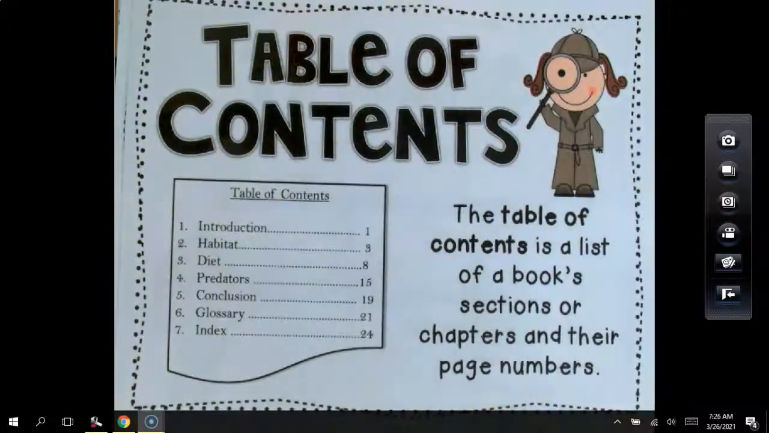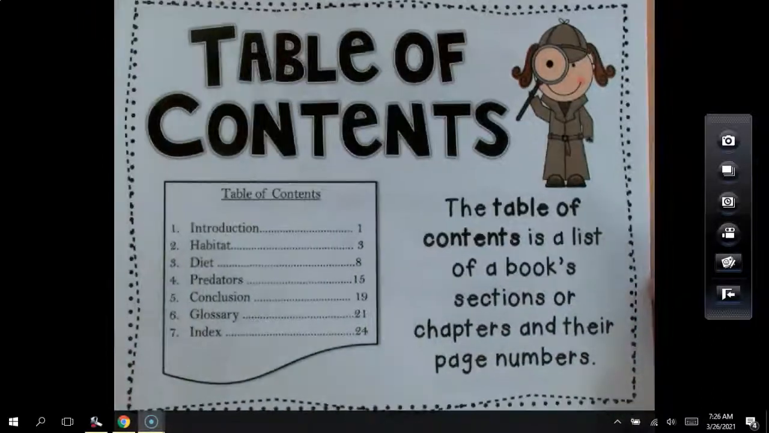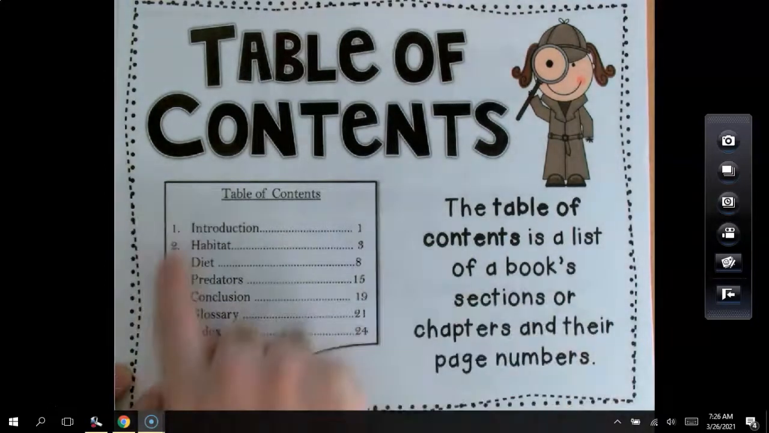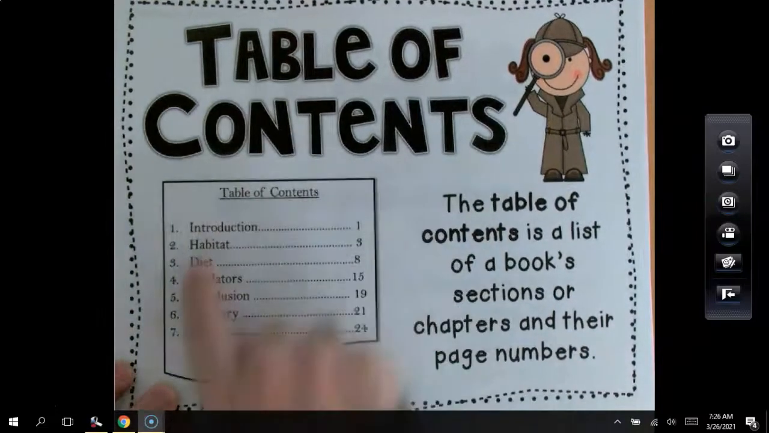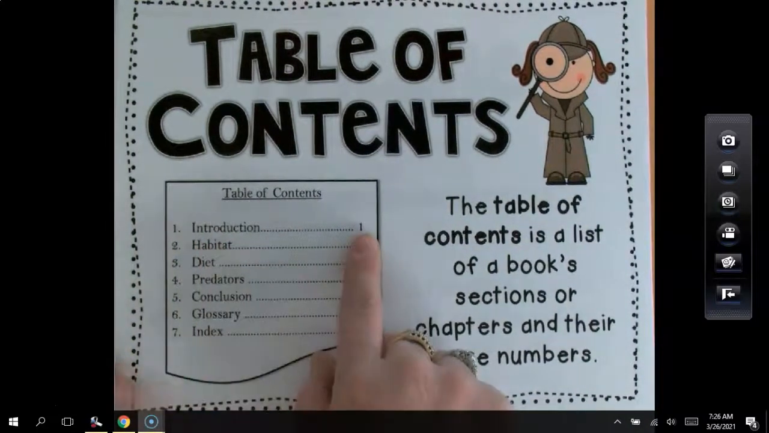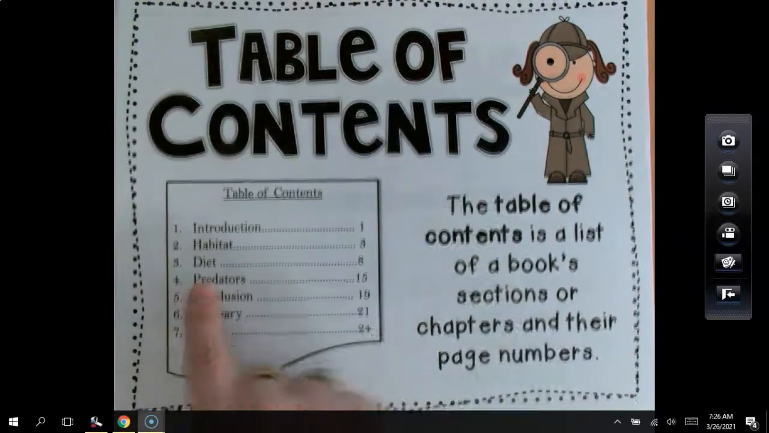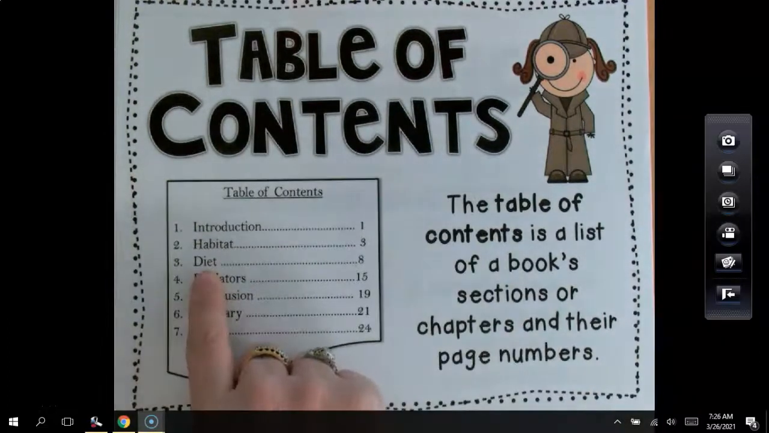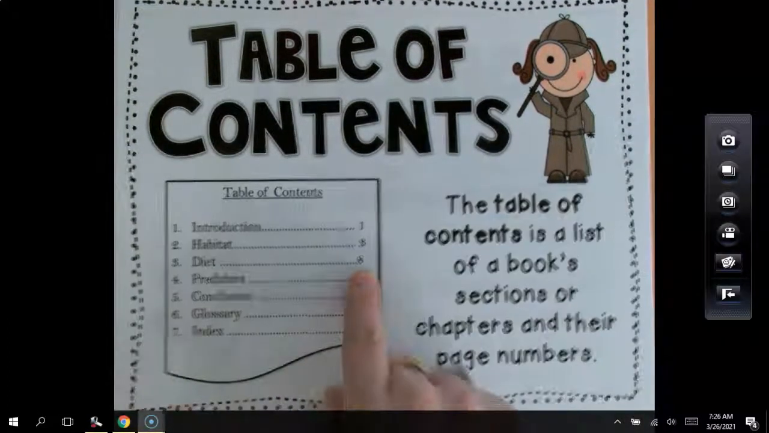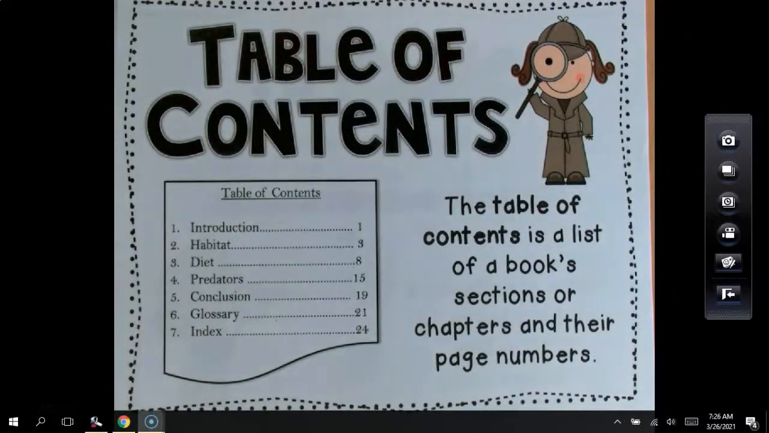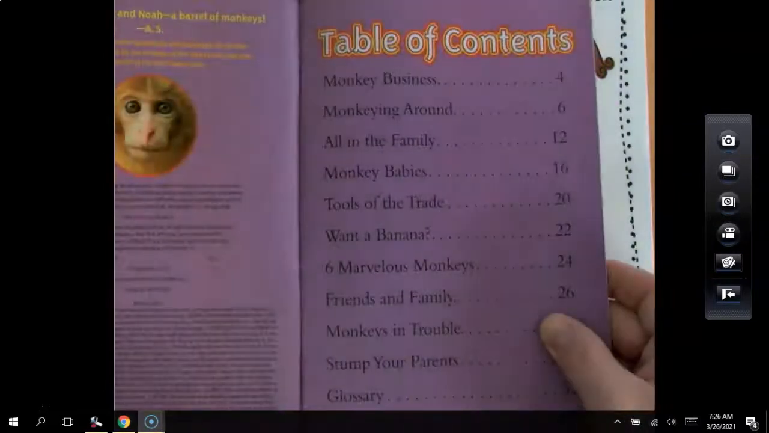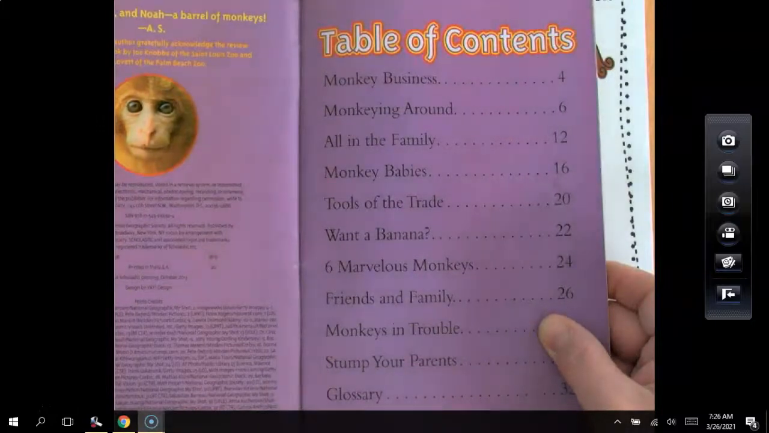So the first thing is table of contents. I just showed you a table of contents. It's a list of the book's sections or chapters and their page numbers. So again, this gives you an example of a table of contents. So introduction, page 1. If I wanted to talk about the diet of an animal, I would go to page 8. Just like I showed you in the Monkeys book, it has a table of contents. Okay?